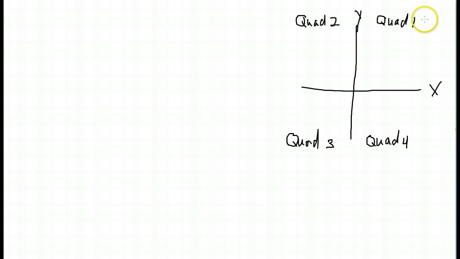Now, in quadrant 1, both X and Y are positive. In quadrant 2, X is negative, Y is positive. Quadrant 3, both X and Y are negative. And last, in quadrant 4, X is positive while Y is negative.